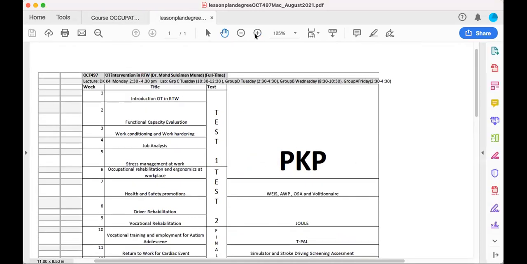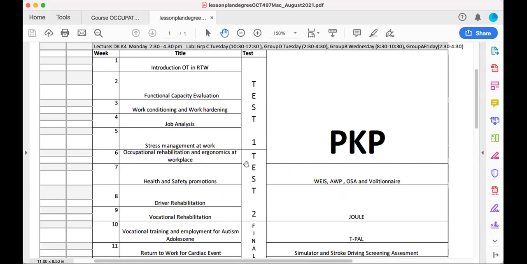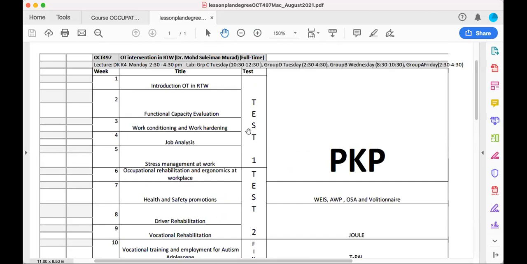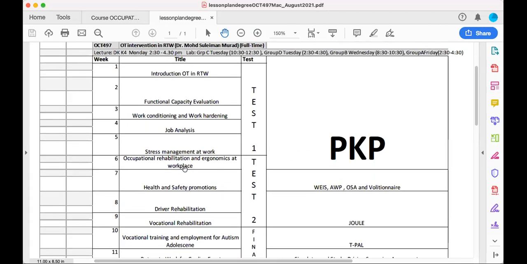in this lesson plan, week 1 is more of an introduction of OT in return to work. I will give you sekejap lagi ya. And then week 2 we have FCE. We discuss functional capacity evaluation, which is very important. Before you design your intervention, you need to understand your worker's capacity. What is their current capacity? You want to plan intervention for them.